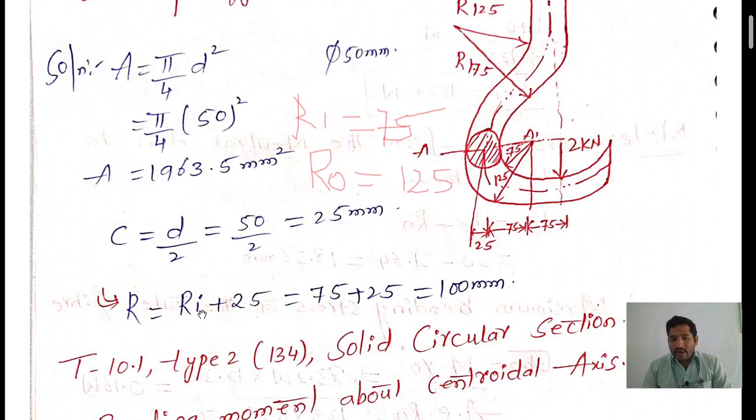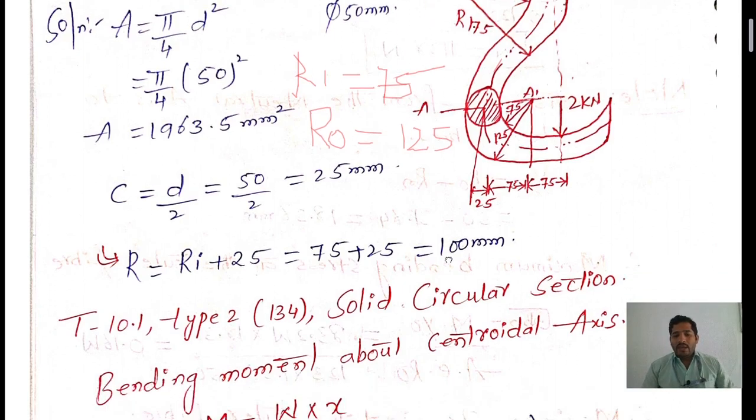So the inner radius, how much did we get here? Inner radius is 75. From here to here is 75, plus from this end to the center point is the radius, 25, since the diameter of the circle is 50. Inner radius is 75 plus 25, so you will get 100 mm.